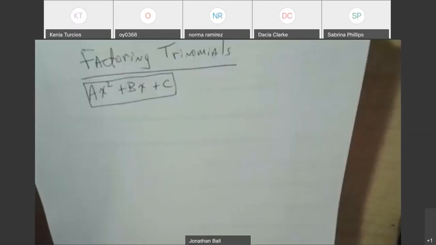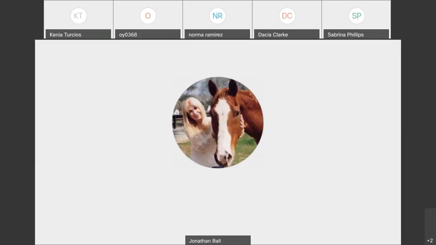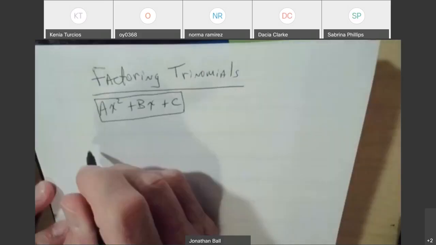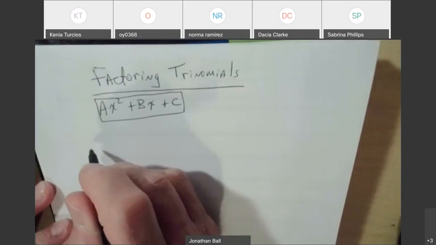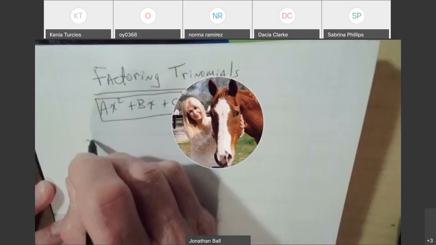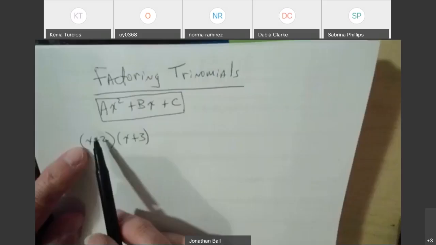Remember what we've done in the past. We've taken, for instance, let's do it, Mr. Moore, if we had x plus 2 times x plus 3, we did the distributive property. First, we take the x and multiply it times everything over here.